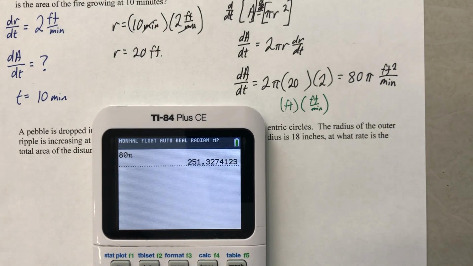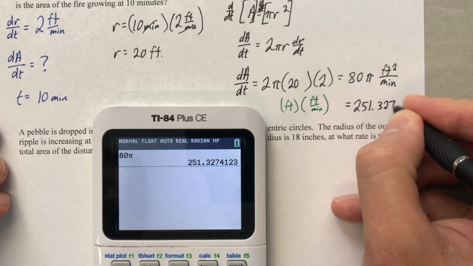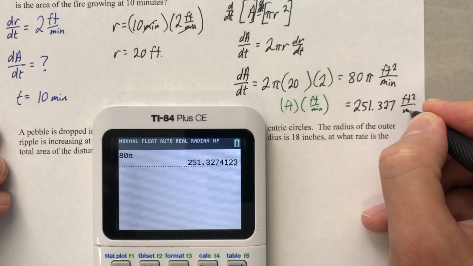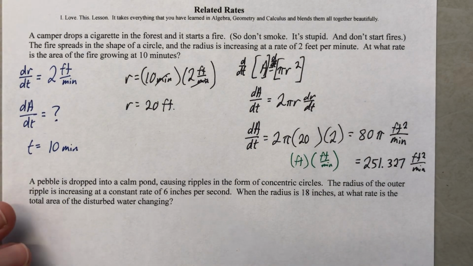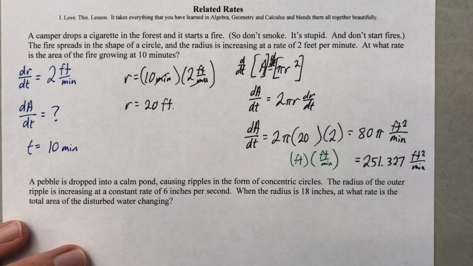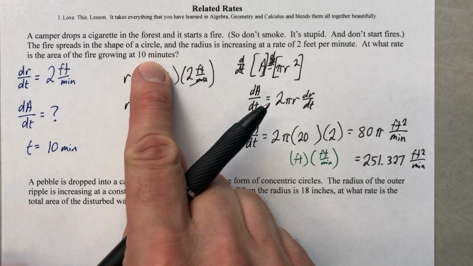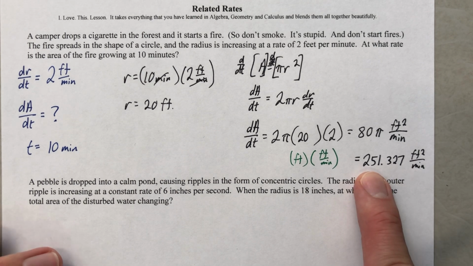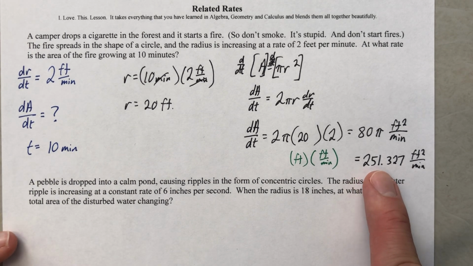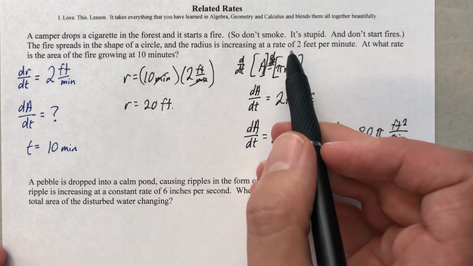And in this class, we always round to 3 decimal places. You can go more, but you never go less. So 251.327 square feet per minute. Let's put this in context to make sure we understand it. Somebody drops a cigarette, starts a fire. At 10 minutes after the cigarette was dropped and the fire began, the area of the fire is, notice this is positive, is increasing at a rate of 251 and some change square feet per minute. And the radius is 2 feet per minute.